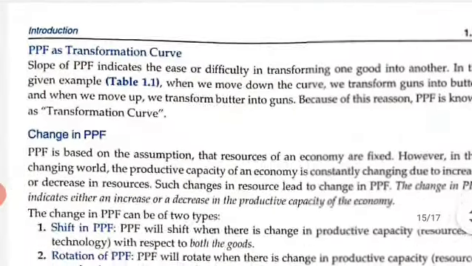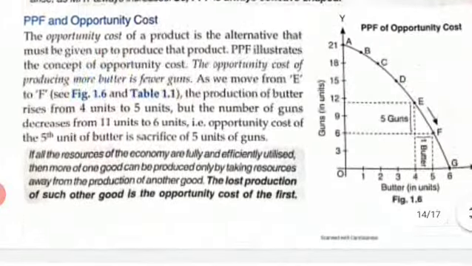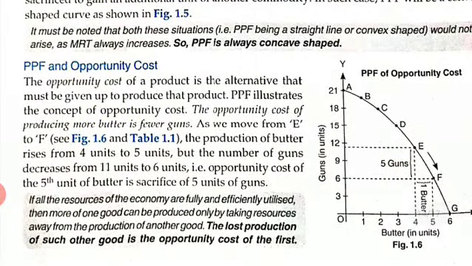Okay, so you can go through this point also, children: PPF and opportunity cost. As we have discussed, the opportunity cost of a product is the alternative that must be given up to produce that product. So PPF illustrates the concept of opportunity cost. PPF is also showing the same thing that opportunity cost is saying. So the opportunity cost of producing more butter is fewer guns.